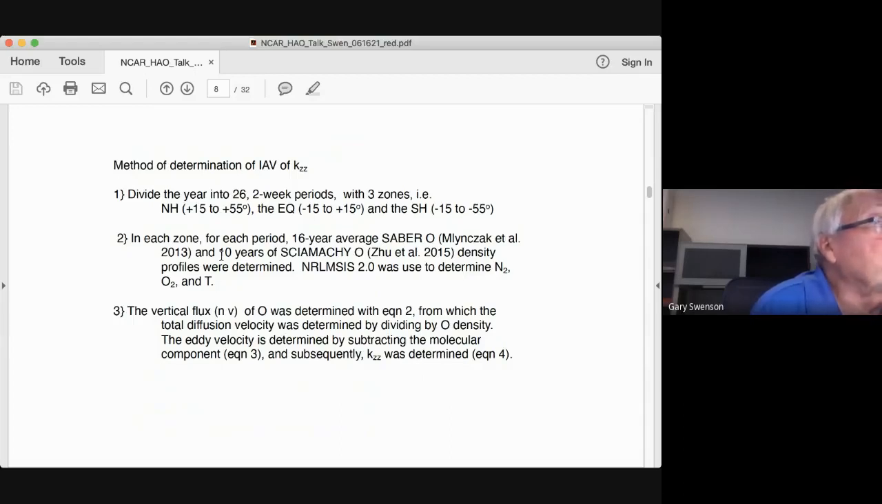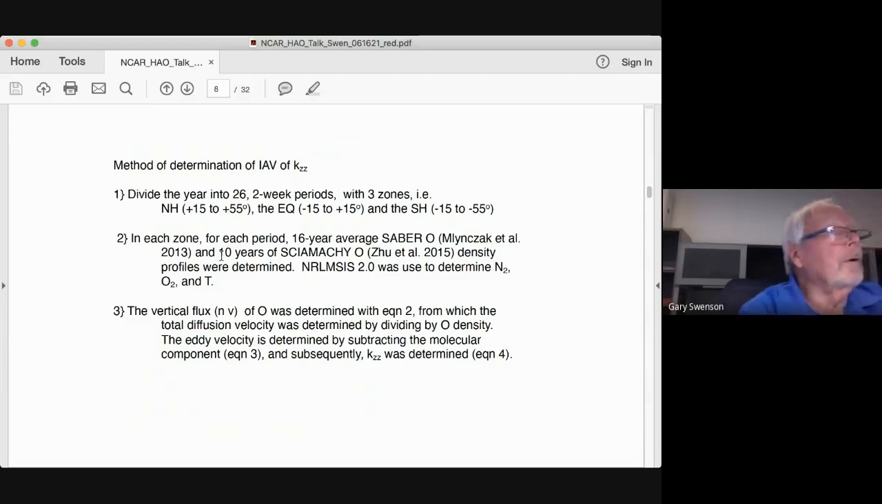And we've also processed data for 10 years of SCIAMACHY, which also began in 2002, to 2012. So the SCIAMACHY data overlaps the SABER data for the early years, and so it's in the same solar cycle domain.